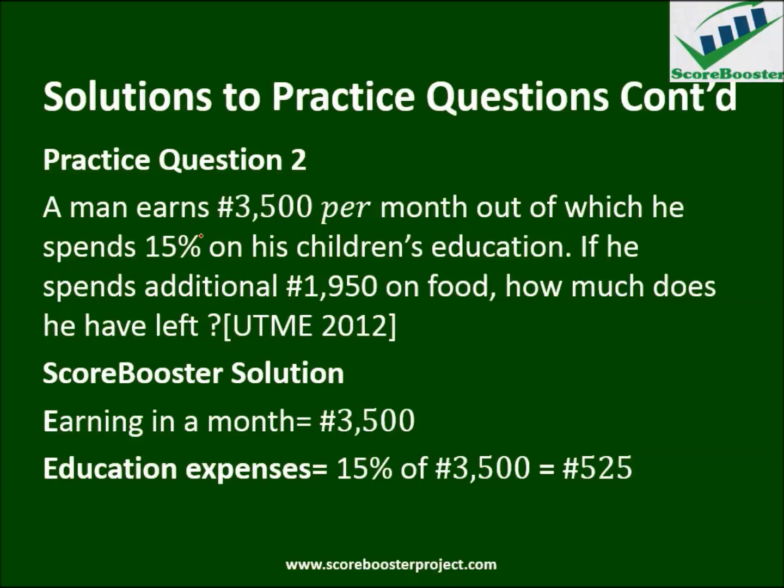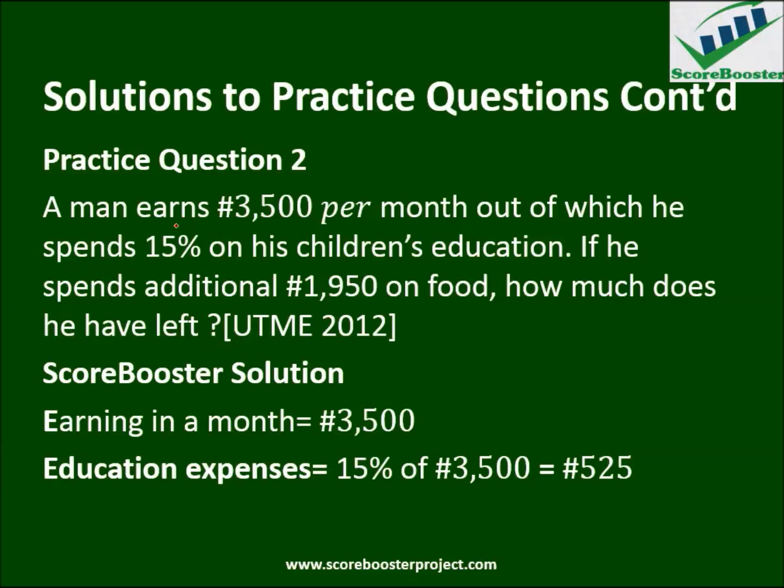So let's look at the solution to practice question 2. A man earns 3,500 naira per month, out of which he spends 15% on his children's education. If he spends an additional 1,950 on food, how much does he have left? This question is from UTME 2012. And let's have a look at the ScoreBooster solution.